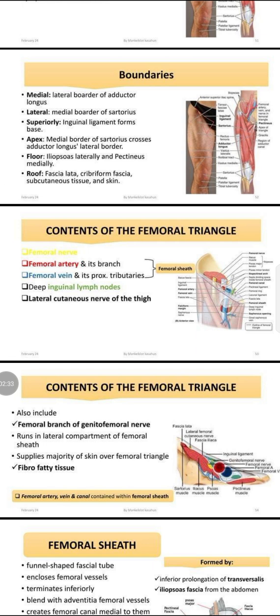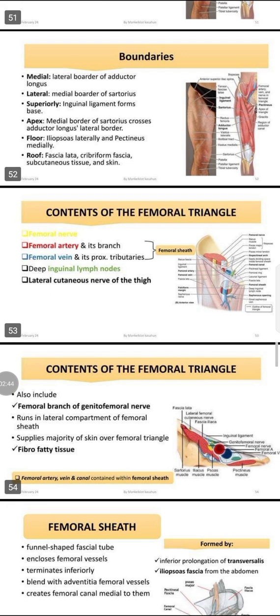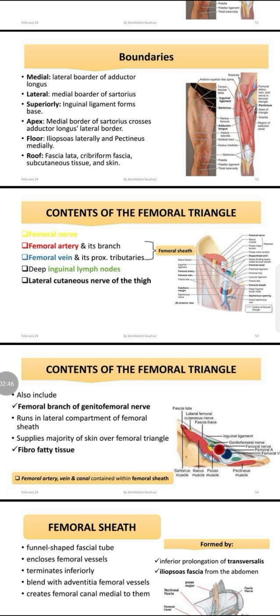So here we've got the medial wall, the lateral wall, and like I said, the base. The base can also be known as the superior boundary. We also have the peak, the apex. For the apex, you will see that we've got where the sartorius crosses the adductor longus.